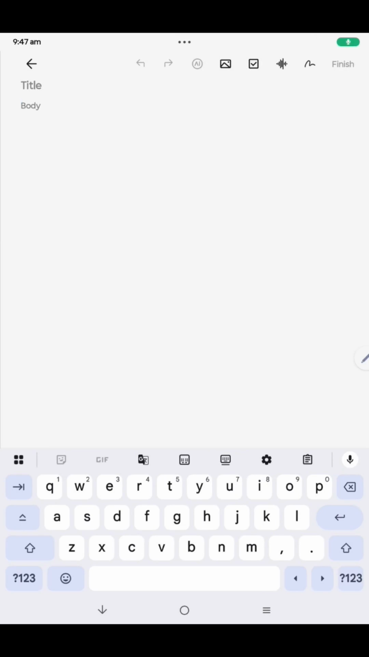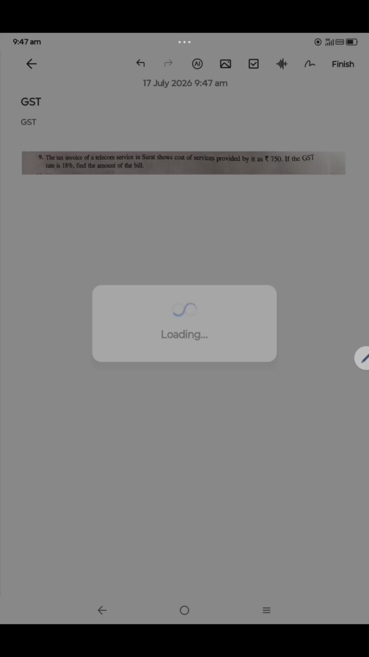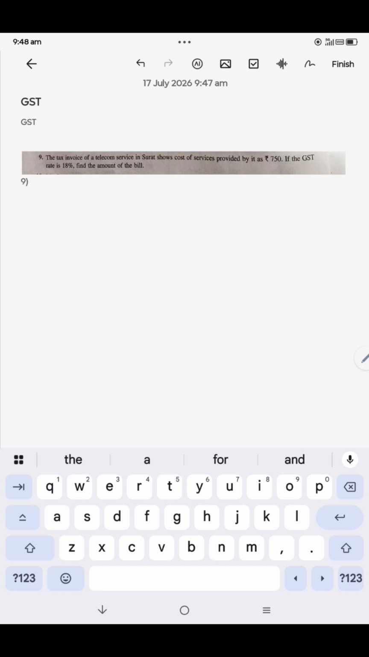Well, children, we have started the chapter GST, in which we have completed till question 8. Now, today we are going to do question number 9. The tax invoice of a telecom service in Surat shows the cost of service provided by it as rupees 750. If the GST rate is 18%, find the amount of the bill.